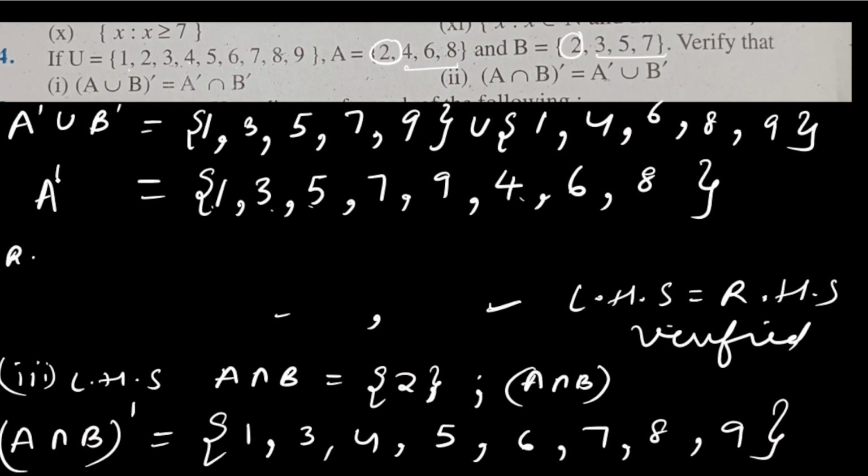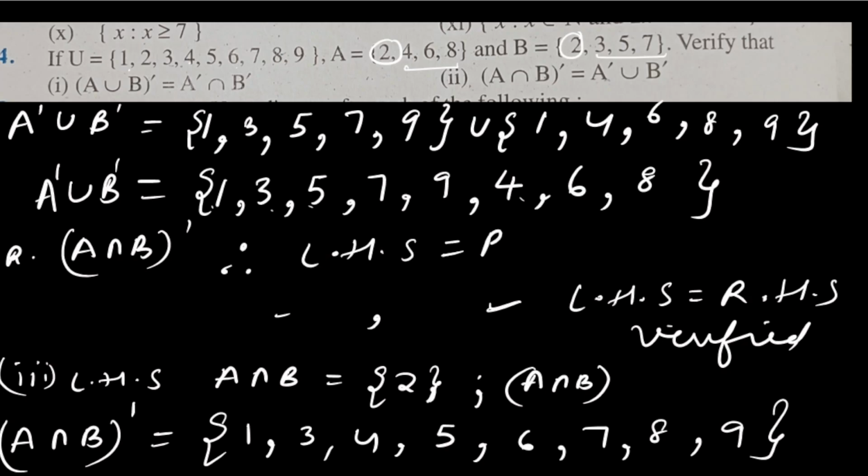So A complement union B complement is equal to the complement of A intersection B. Therefore, the left hand side is equal to the right hand side. Hence, this result is verified. With this, we have completed the fourth question also. Let's do the next question now.